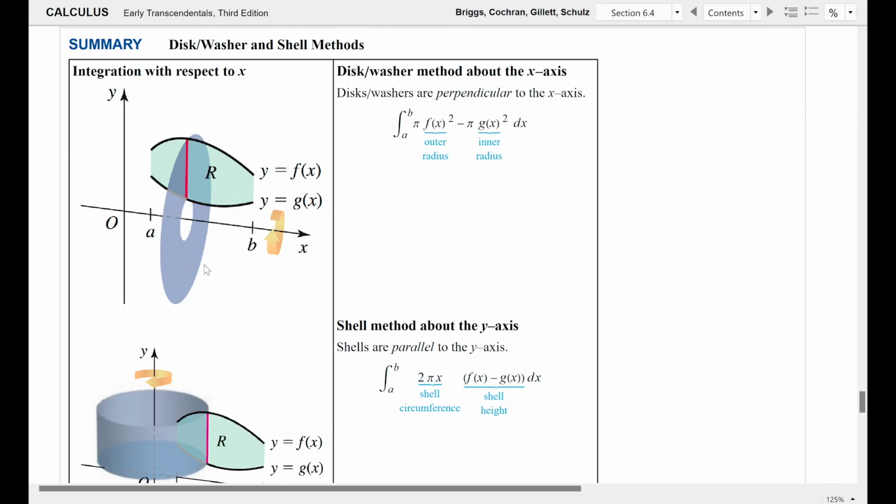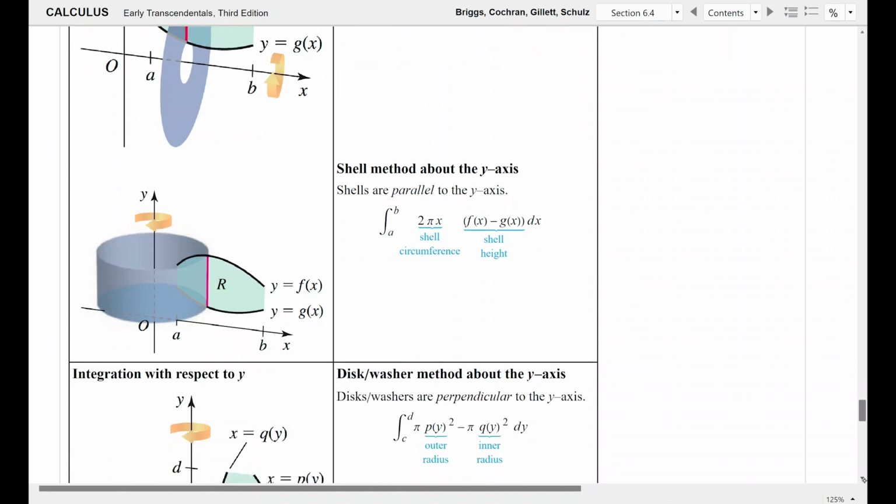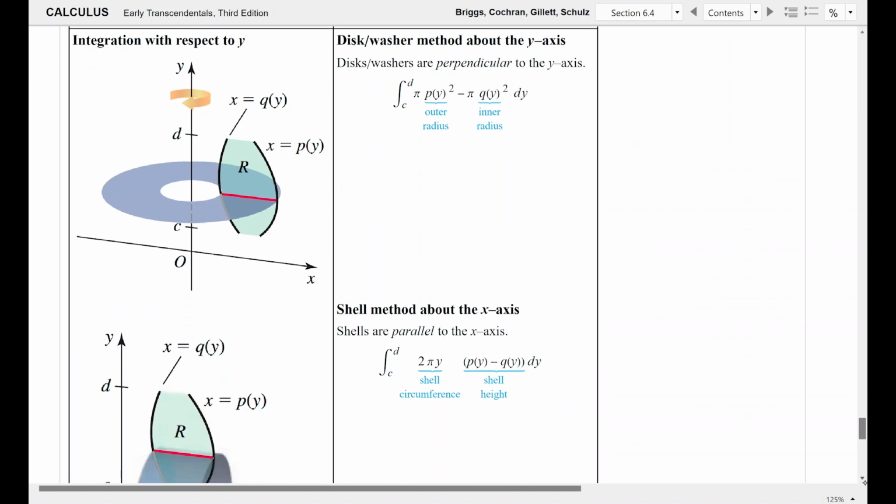And here you'll see two images that summarize what kind of volumes you'll be getting using the disc and washer method versus the shell method. What happens if we do integrations with respect to y instead? Well, with integrations with respect to y, you can see the disc washer method will give us a volume that we get from rotating about the y-axis.